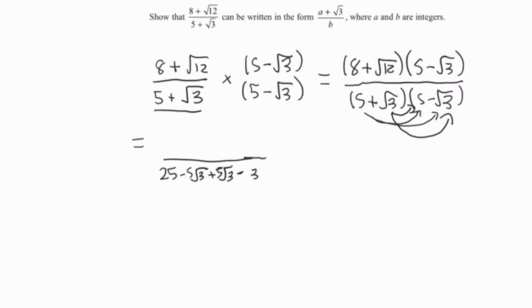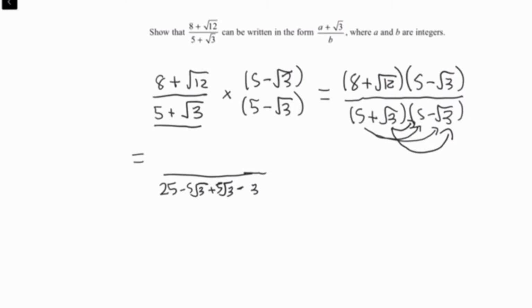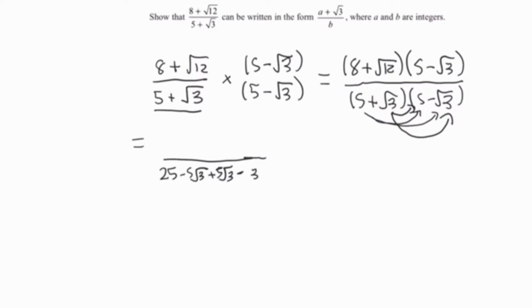And if you notice, this can be simplified. So this cancels out with this, so we can just delete those, and then we have 25 minus 3 left on the bottom, so that's just 22.